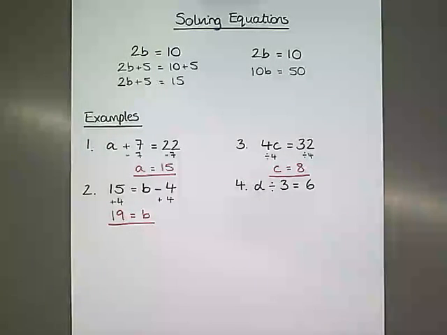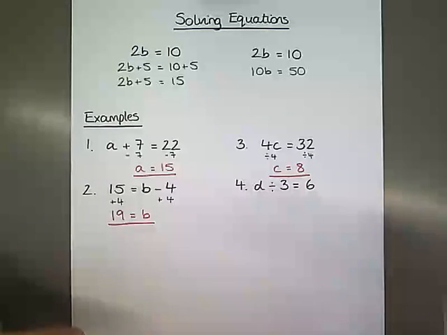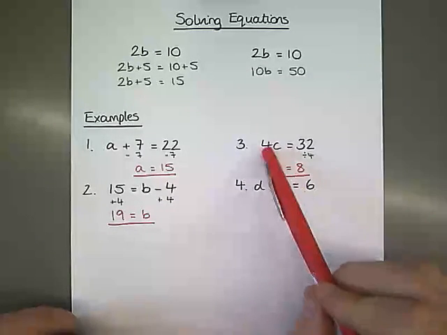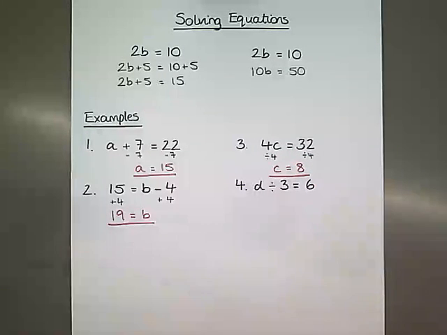Okay, so if you have a number in front of a letter, remember that means multiply. So 4 multiplied by c. So we then need to do the opposite, and the opposite to multiplying is dividing.